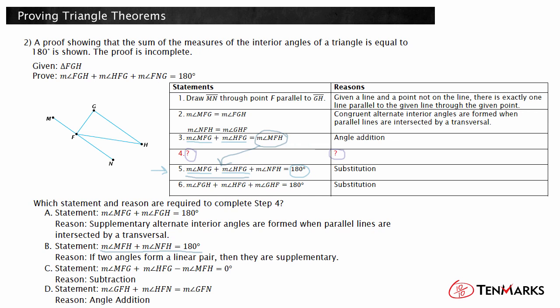Why would the measure of angle MFH and angle NFH have a sum of 180 degrees? These two angles form a straight line, so they are a linear pair. This means that the sum of their measures is 180 degrees. So the missing statement for step 4 is the measure of angle MFH plus the measure of angle NFH equals 180 degrees. And the reason is that when two angles form a linear pair, they are supplementary. So the correct choice would be choice B.